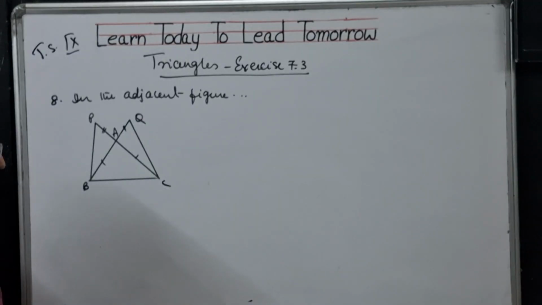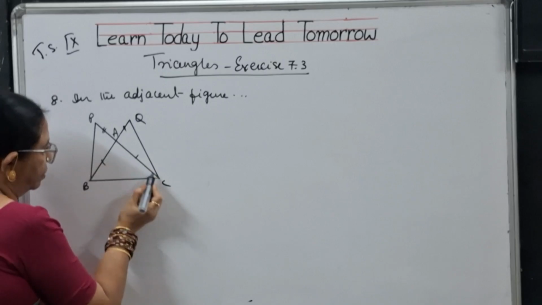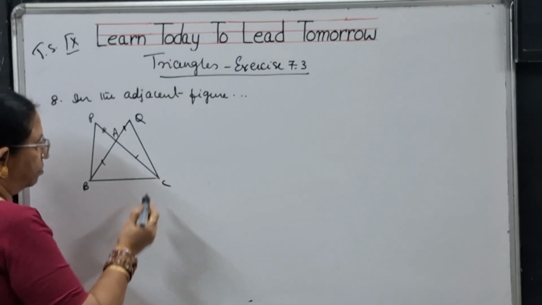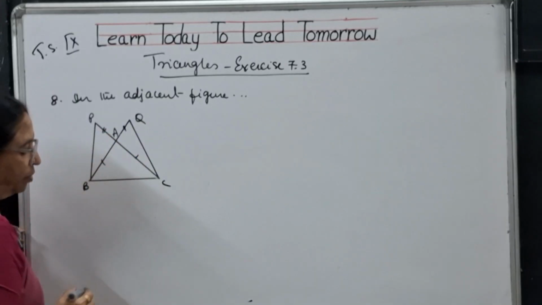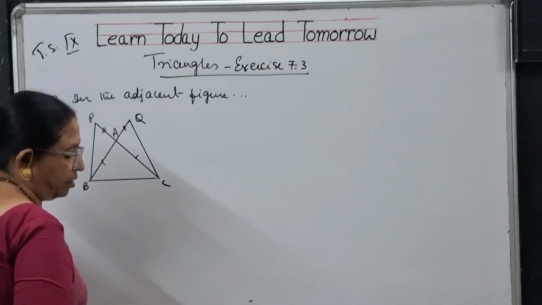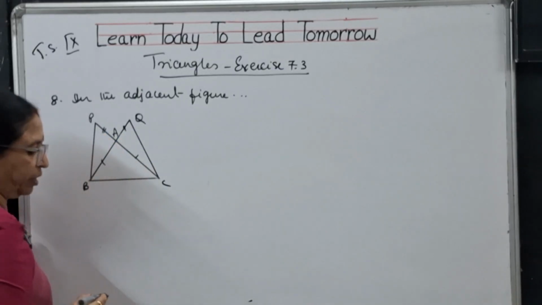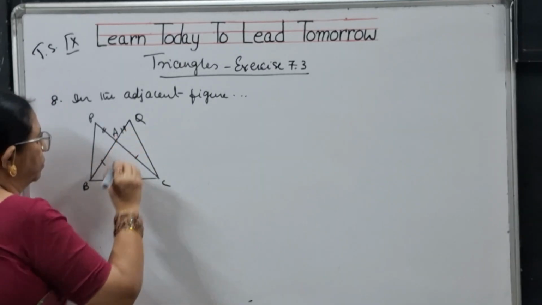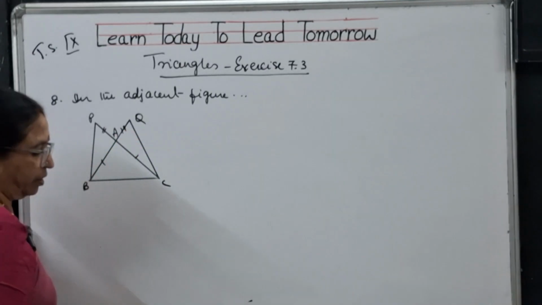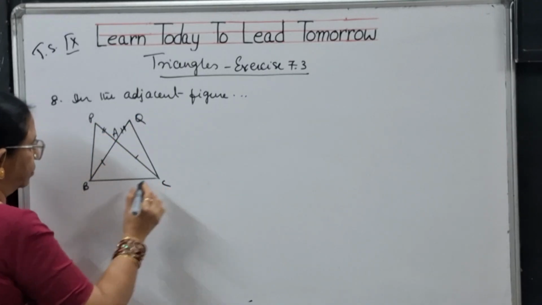Now, eighth problem, children. In the adjacent figure, triangle ABC is an isosceles triangle in which AB is equal to AC, and BA and CA are produced to Q and P in such a way that AQ is equal to AP. Now we need to show that PB is equal to QC.